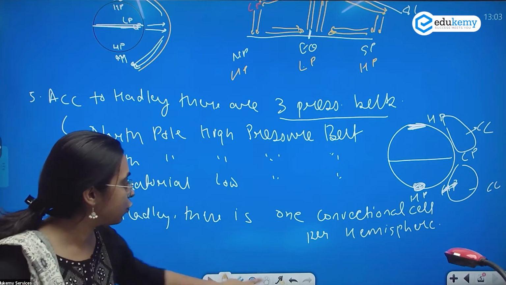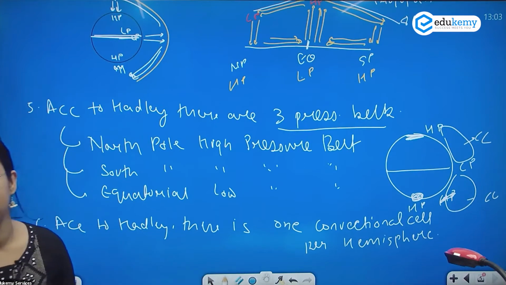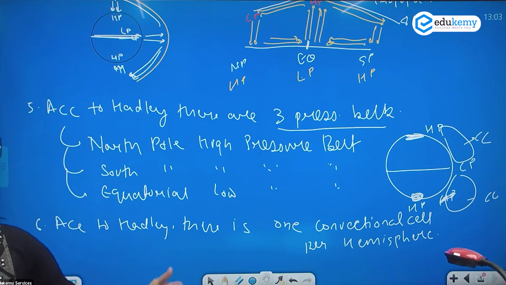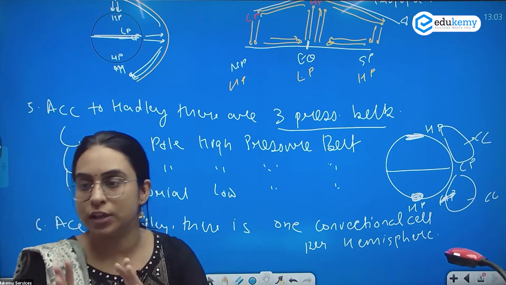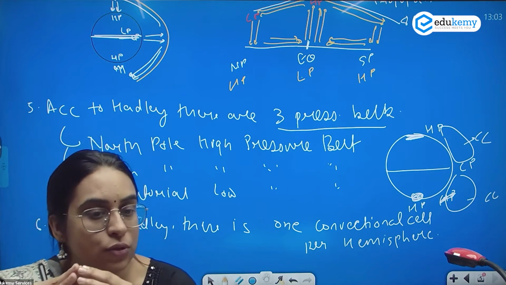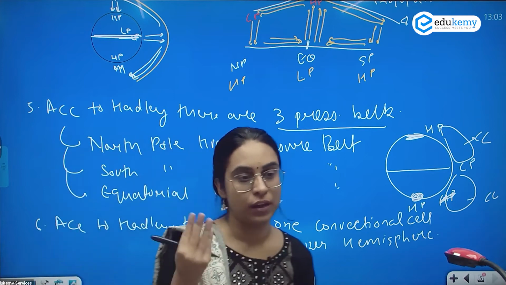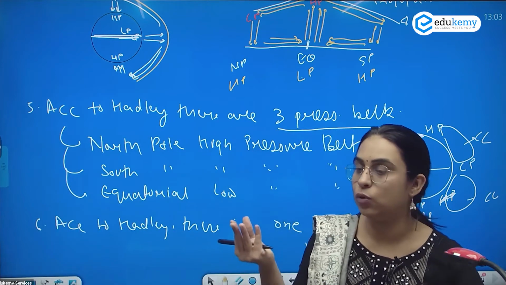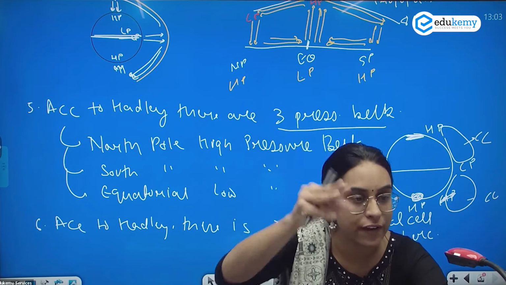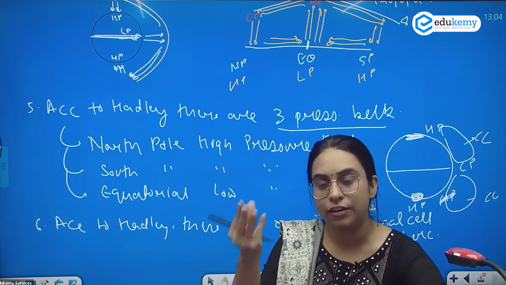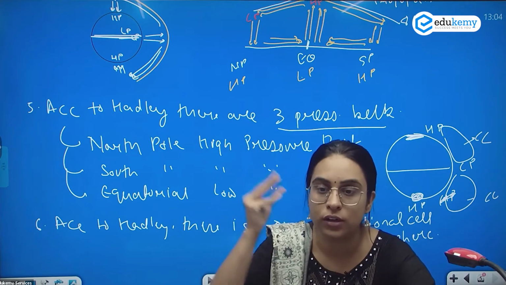इसी चीज पे improvise करते हैं Ferrell. Ferrell takes the same model and tries to improvise it. Why? Because Hadley की कुछ limitations हैं. There are a few limitations of Hadley. जो assumptions हैं वो limitations हैं. In reality, we know that the Coriolis force affects the wind. In reality, we know that there is a land-water differential.